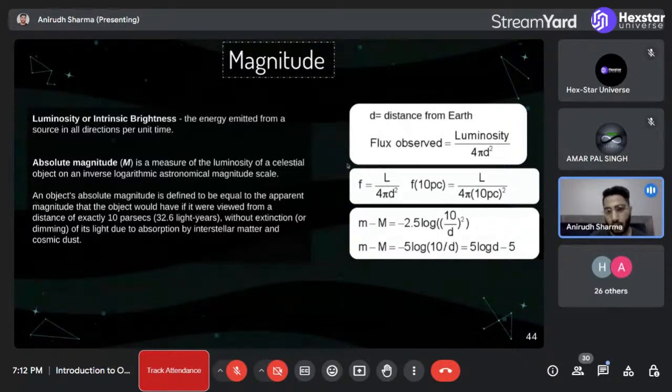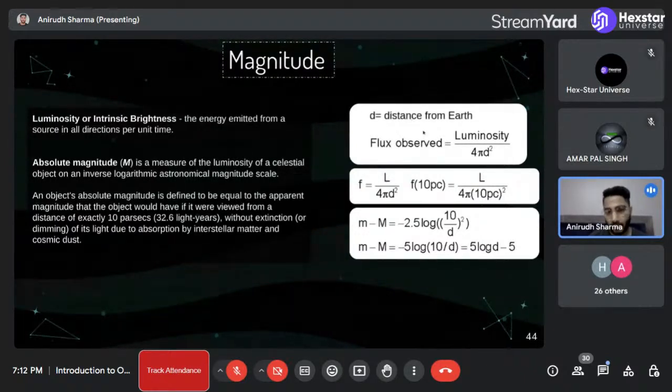So that's basically flux, which is brightness, multiplied by all directions. So that would be 4 pi d squared per unit time. So now in order to calculate flux, we divide the luminosity by that area quantity.